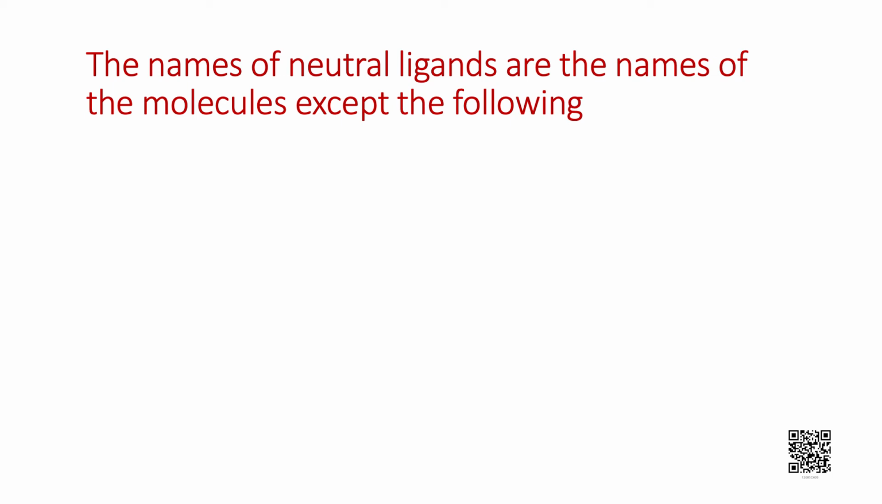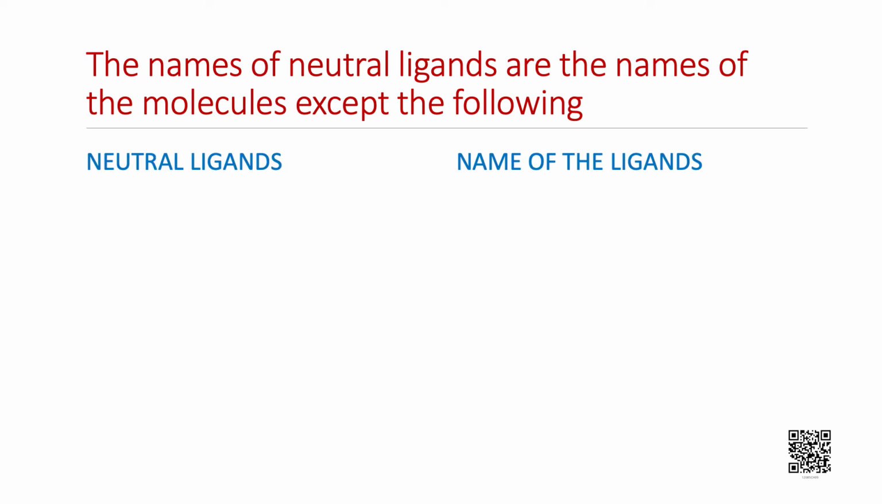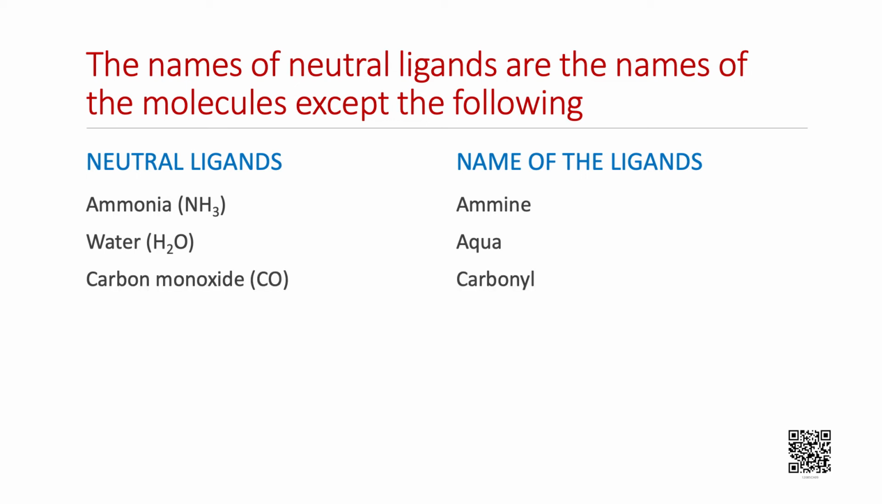The names of the neutral ligands are the names of the molecules, except the following. Let us note that certain neutral ligands like ammonia, NH3, are called ammine. Water is called aqua. Carbon monoxide becomes carbonyl, whereas nitrogen monoxide is called nitrosyl.